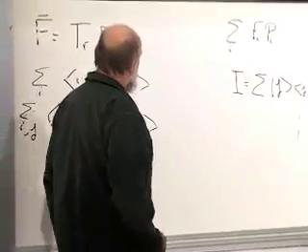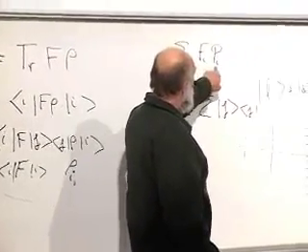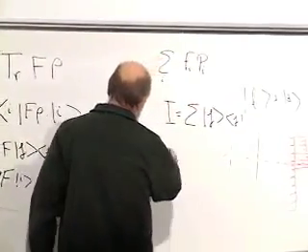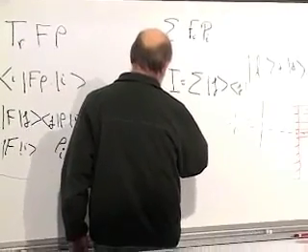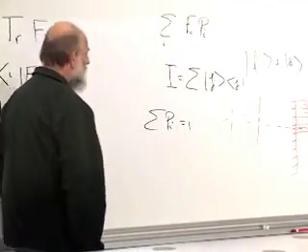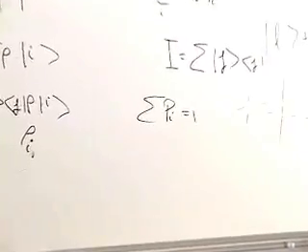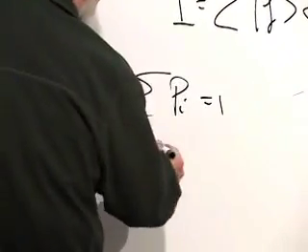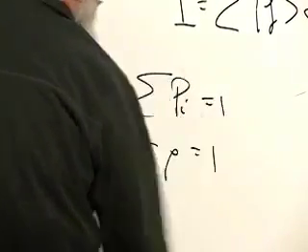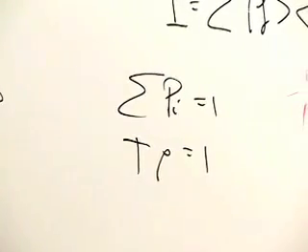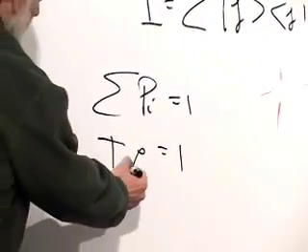Let's just look at some analogies with P. First of all, the sum of P sub i should equal 1. The analog is that the trace of rho is equal to 1. Trace of rho is equal to 1.